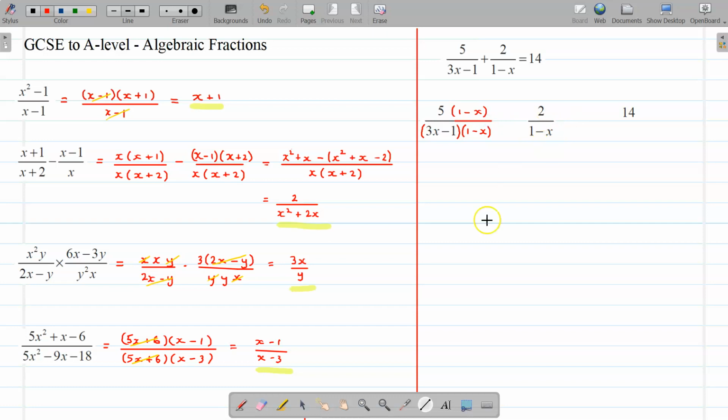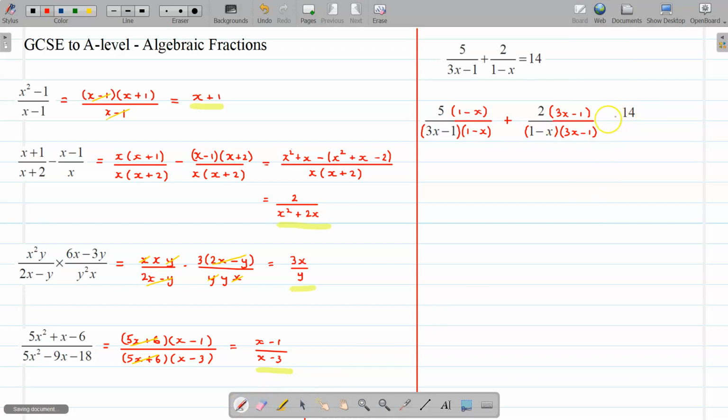Okay. And then I've got my plus sign, which follows. And to make this second fraction have a denominator the same as the first, I've got to multiply this denominator by 3x minus 1, which means to keep the fraction the same, I've got to put a 3x minus 1 on the top next to the 2 as well. Okay, so that's fine. I've just done the same to the numerator and denominator of a fraction, therefore keeping it the same.